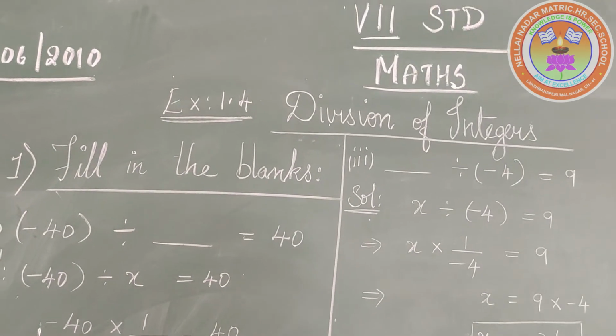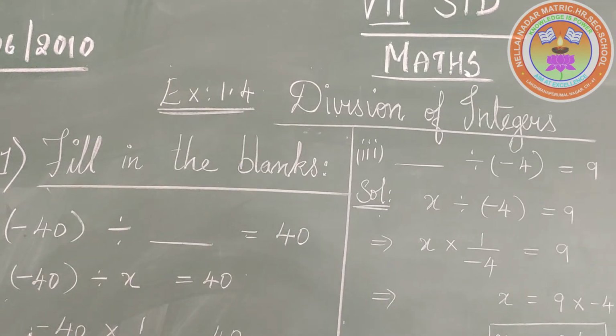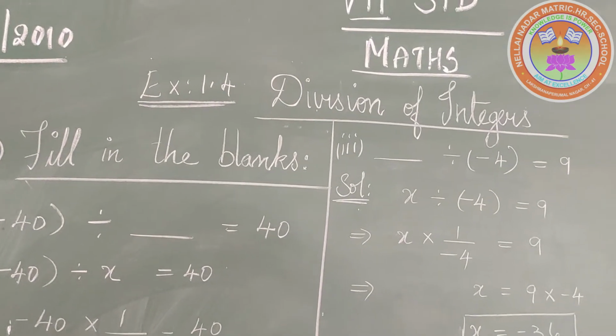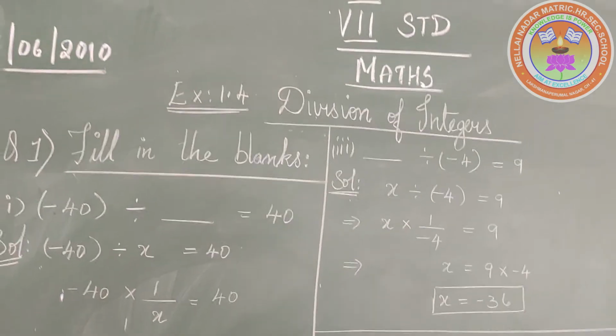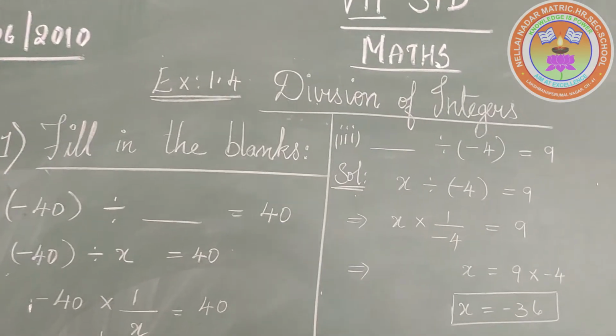We learned the division of integers. That is, what are the rules to follow for division of integers. We learned only two rules, right? So what is the first rule?